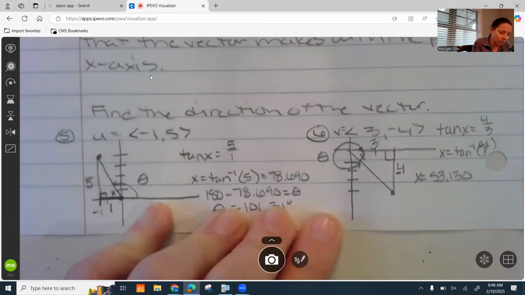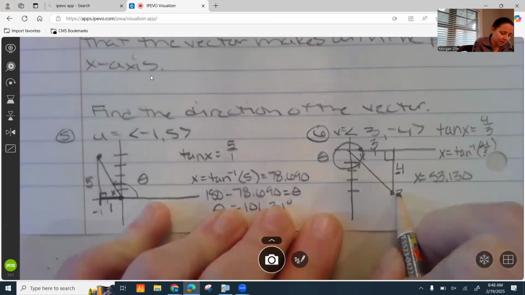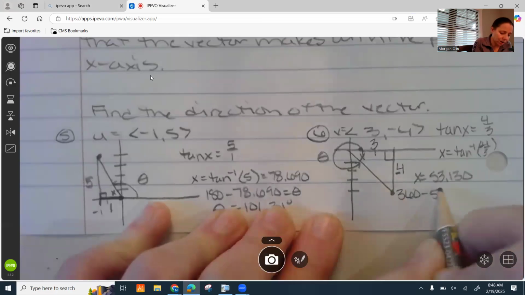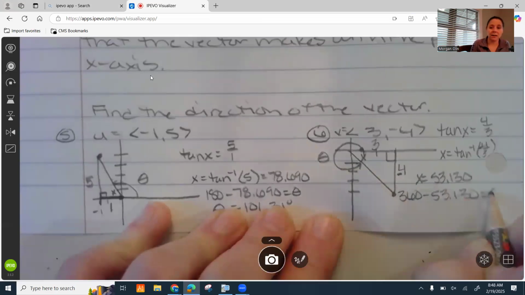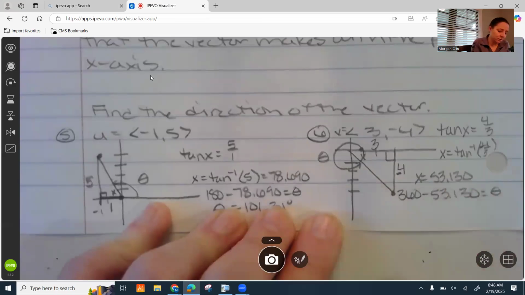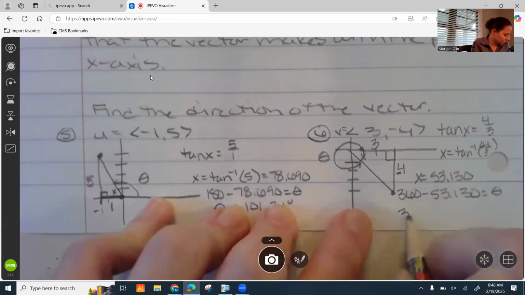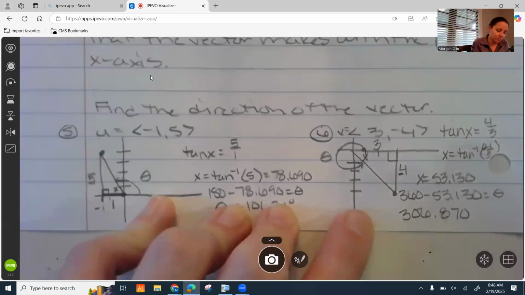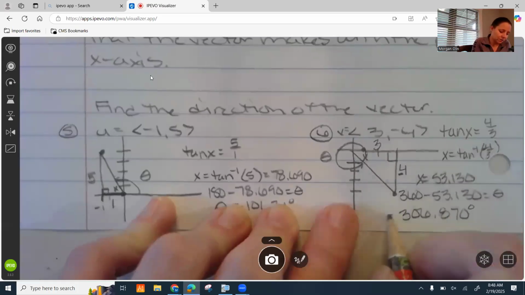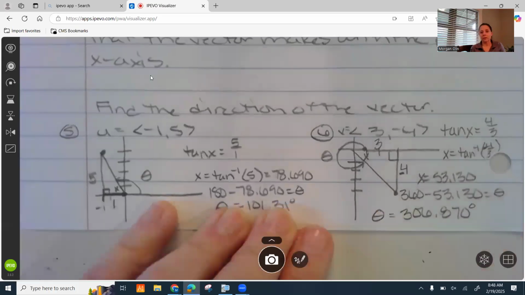Okay, so how am I going to figure out what theta is? Because this is all the way around, 360 minus 53.130 is what theta is going to equal. All right, and when I do that, that's 306.87 degrees is what theta equals.